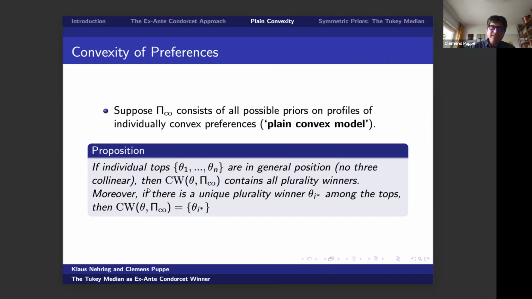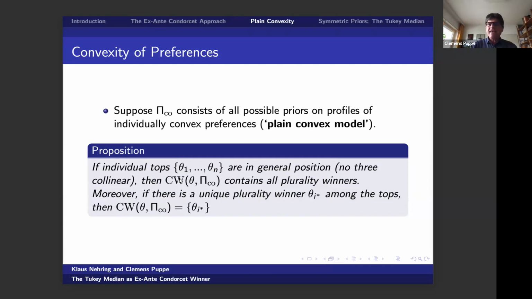Okay, let's ask what happens if these are your beliefs. If your beliefs are people have convex preferences, but I know nothing else. Well, the unfortunate result is as follows. If individual tops, theta 1 to theta n, are in general position, so that no 3 points of this set are collinear on one line, then the result is still the same as if you had no information at all. Namely, you must include all your plurality winners in the set of ex ante Condorcet winners, right?